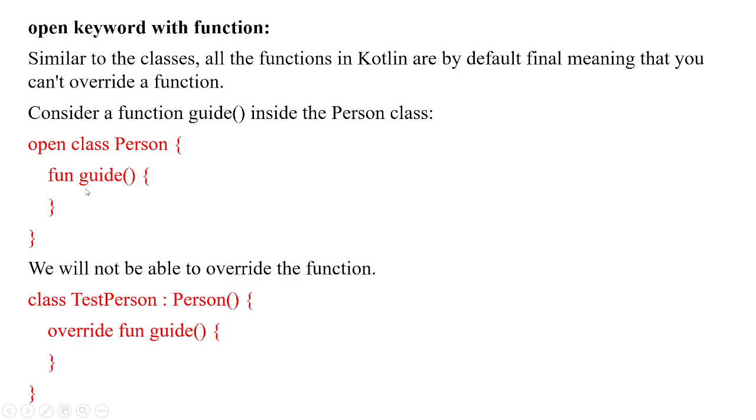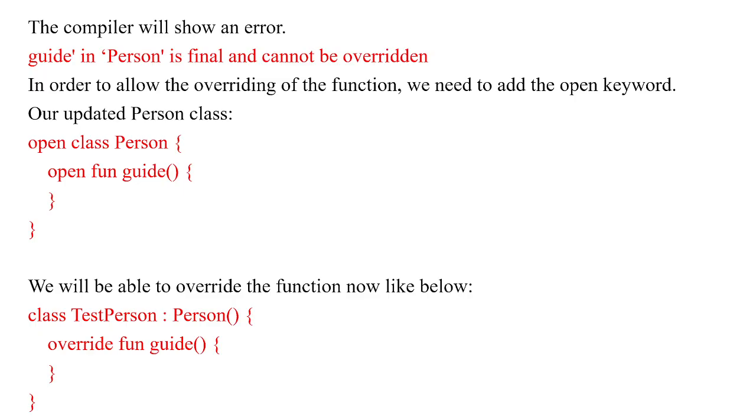And we have declared a function named guide, and we will not be able to override the function in its child class because our function guide is final by default. So when we try to override that function in its child class, the compiler will show an error: guide in Person is final and cannot be overridden. So in order to allow overriding of the function, we need to add the open keyword, and with the open keyword we can happily override that function in its child class.